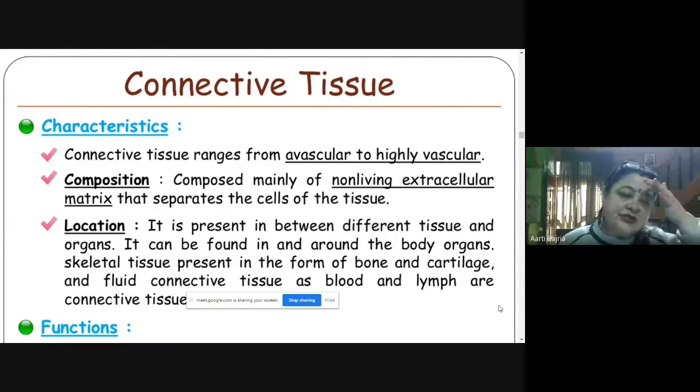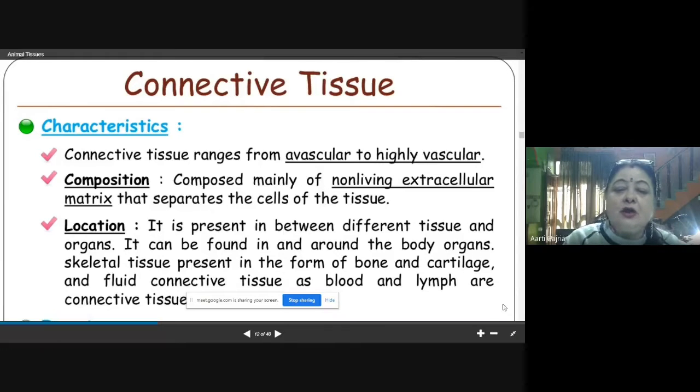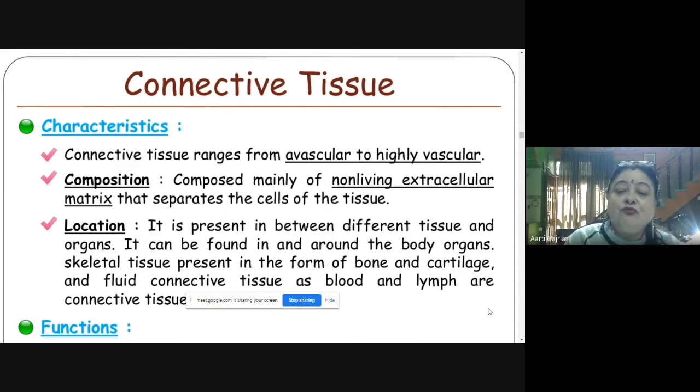The location: it is present in between different tissues. Because it is connective tissue, it is present between the tissues and organs. It can be found in and around the body organs. Skeletal tissue is present in the form of bone and cartilage.